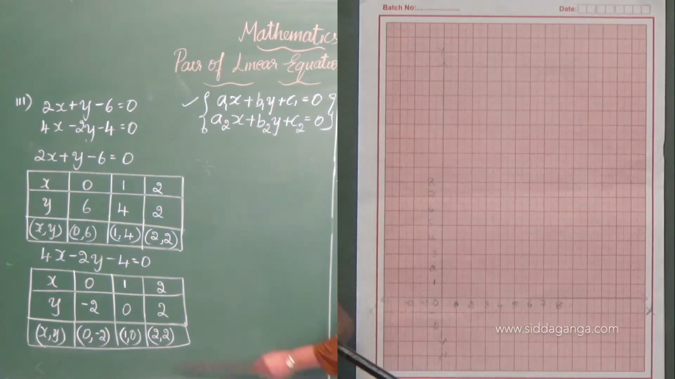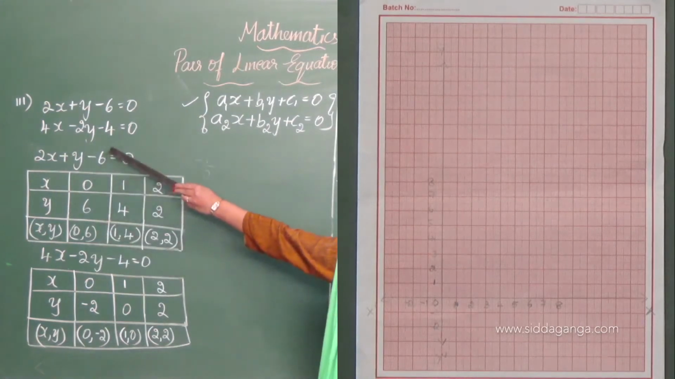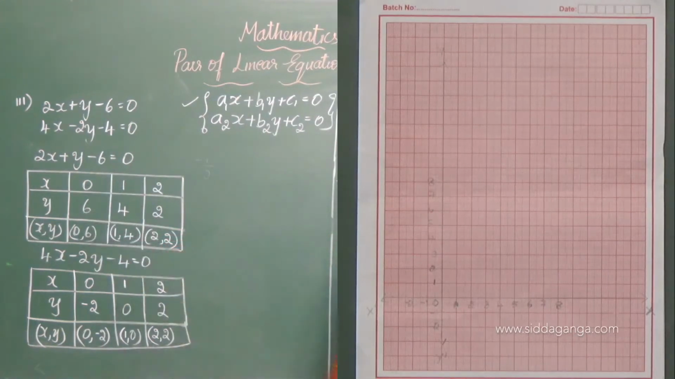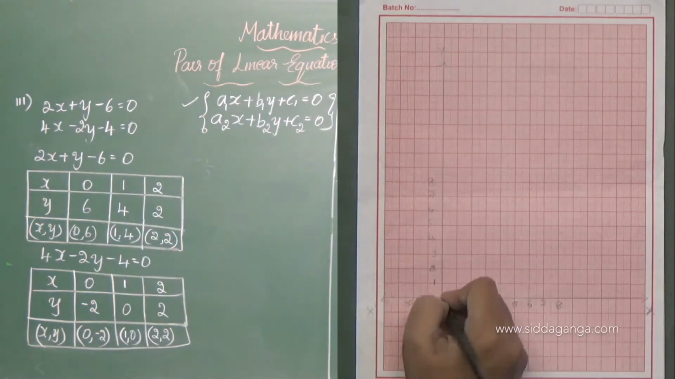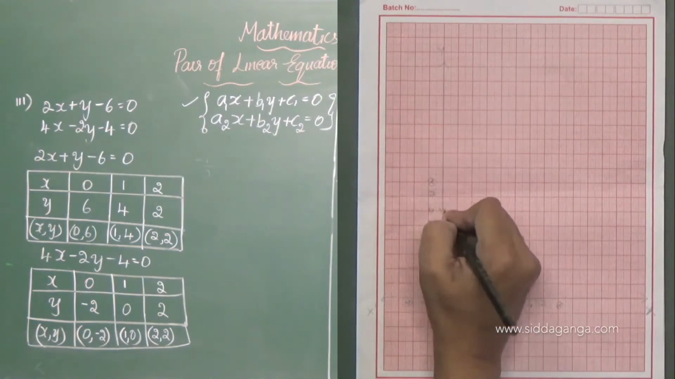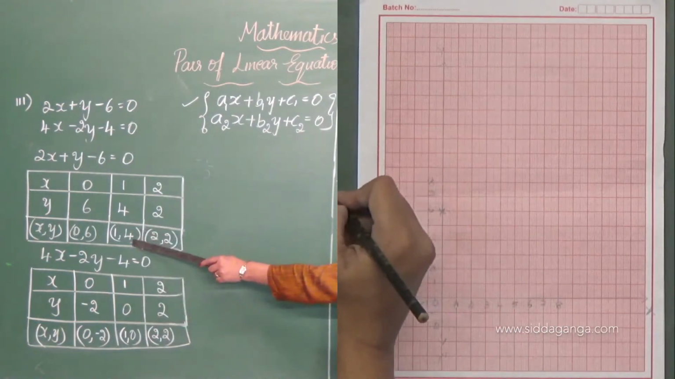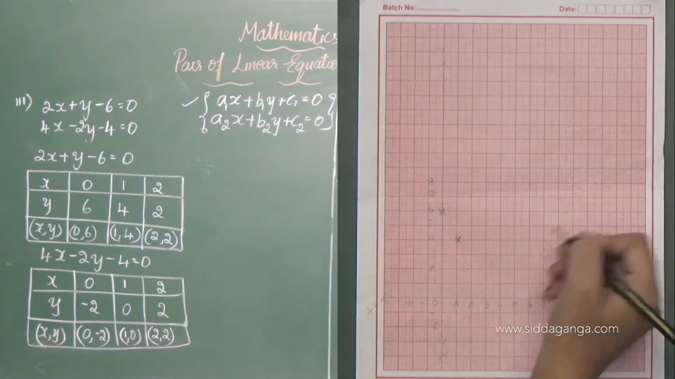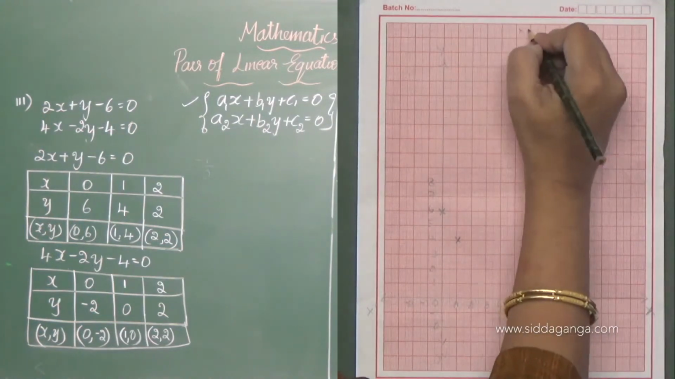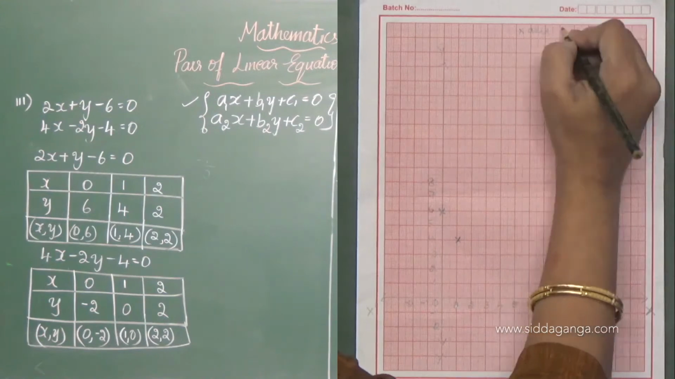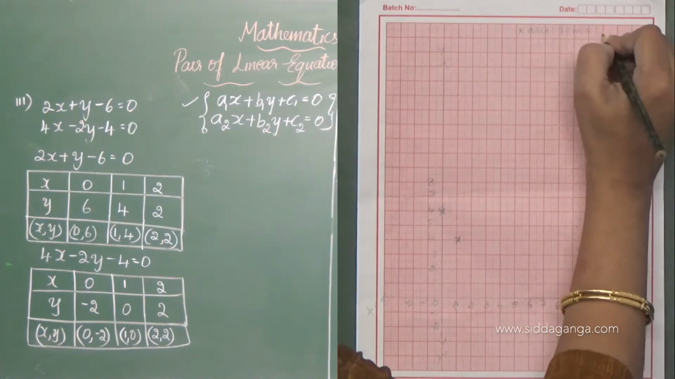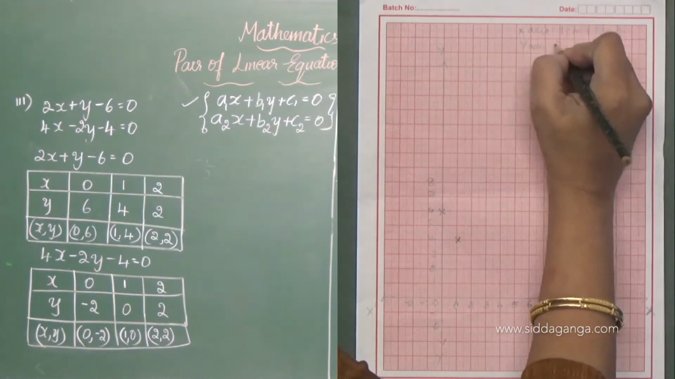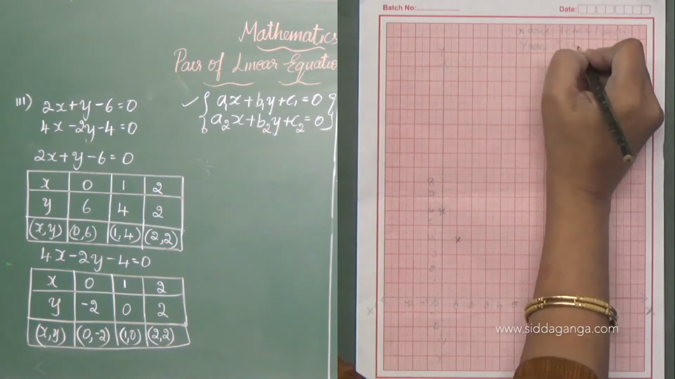Now let us see the first one. When we represent 2x plus y minus 6 is equal to 0, the first coordinate is 0 comma 6. So 0 comma 6 is here. Next 1 comma 4. And we have to write the scale. On the x-axis I have taken 1 centimeter as 1 unit, and on the y-axis also 1 centimeter is equal to 1 unit.